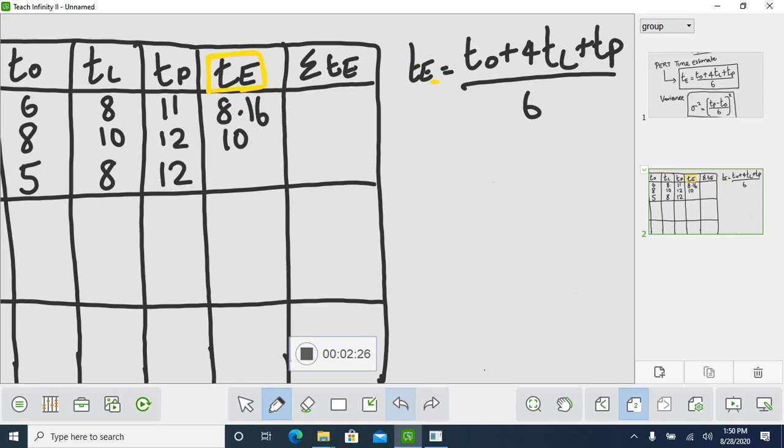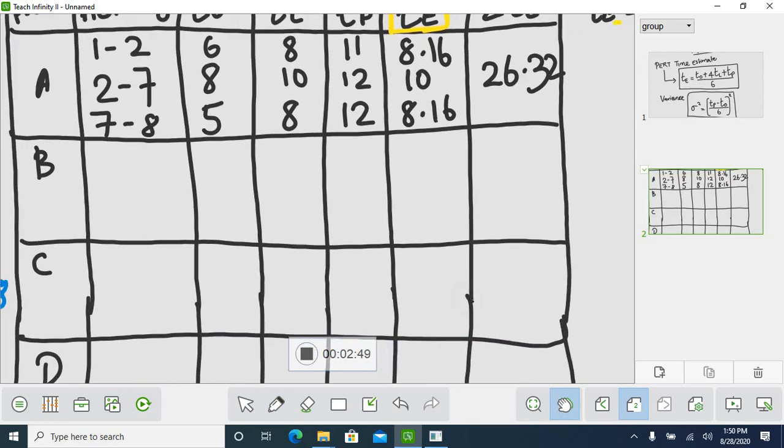Now the sum of expected time. So 8 plus 16 plus 10 plus 8.16 is 26 plus 32. So this is your sum of expected time for path A. The same thing you have to do for all the paths.